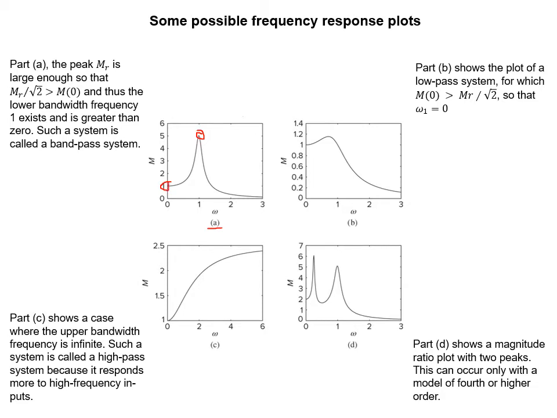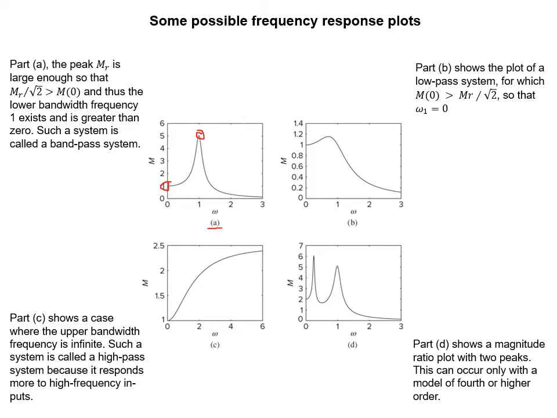We can plug those values in, or look at it within MATLAB, Excel, or any other type of numerical analysis system, and double check that yes, my MR over the square root of 2 is greater than my M of 0 here. Therefore, the lower bandwidth frequency omega 1 exists and is greater than 0. Such a system is known as a bandpass system.